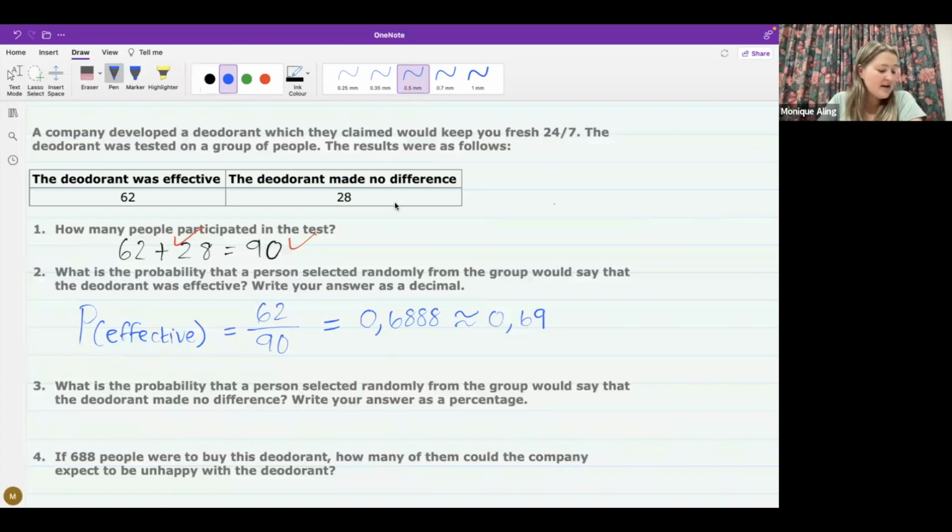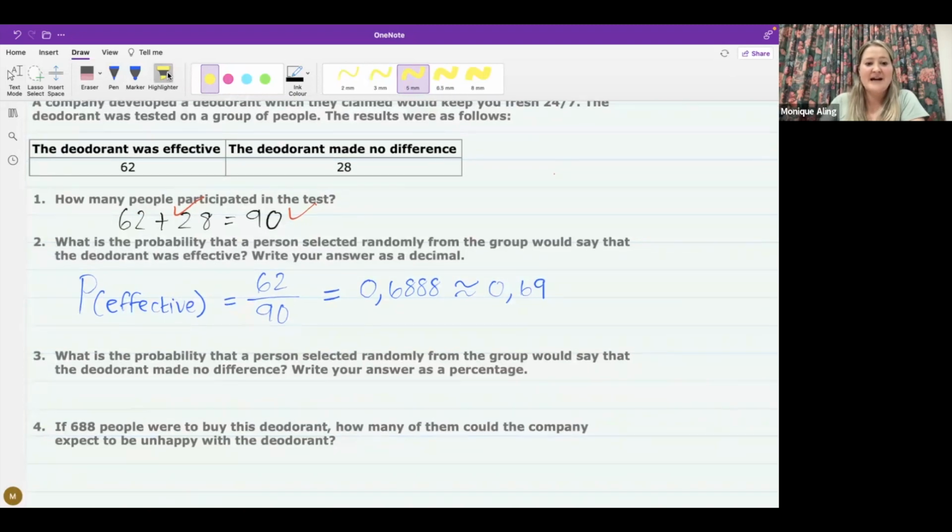Okay, I think we're mixing up. Question 2 wanted our answer as a decimal. Quite a few of you gave the answer as a percentage. And for question 3, they wanted the answer as a percentage, but quite a few of you gave me the answer as a decimal. So let's just quickly check that out.